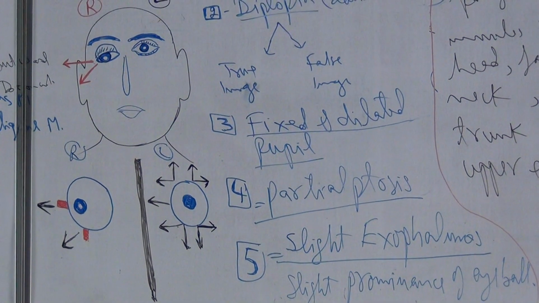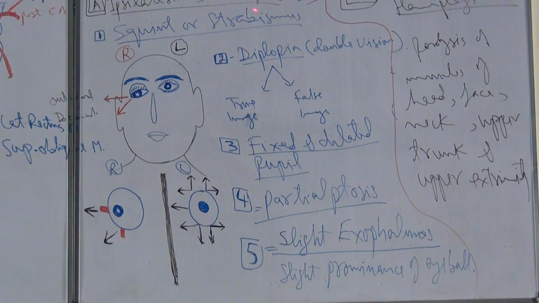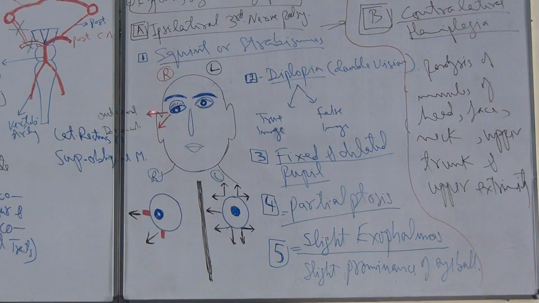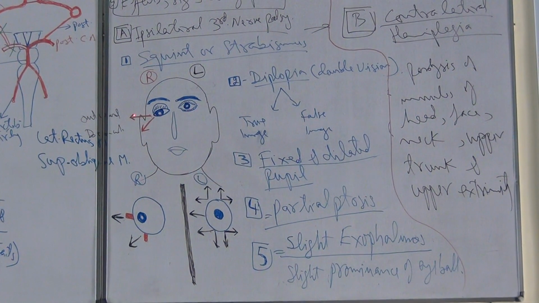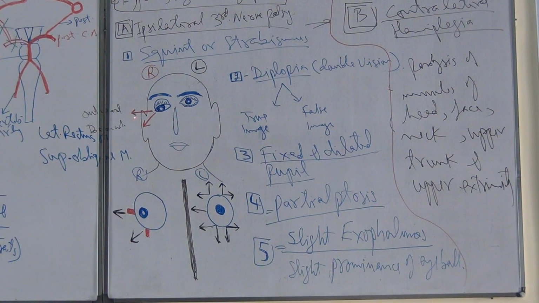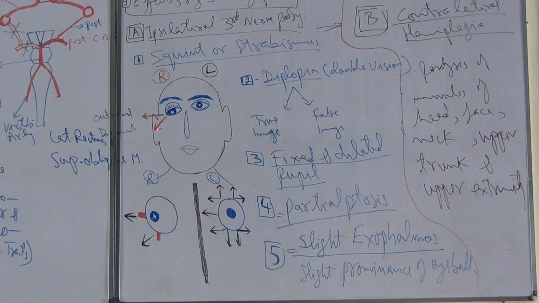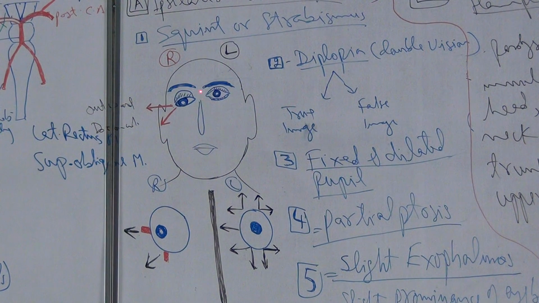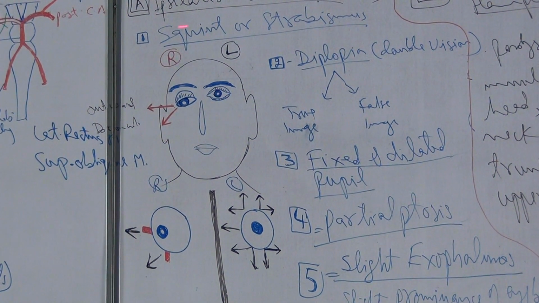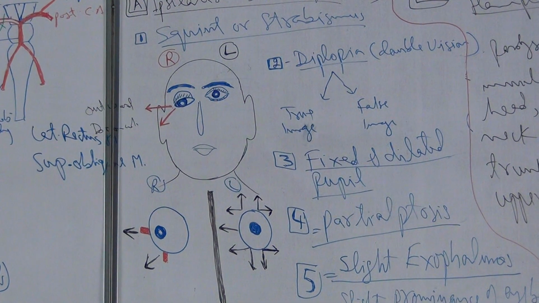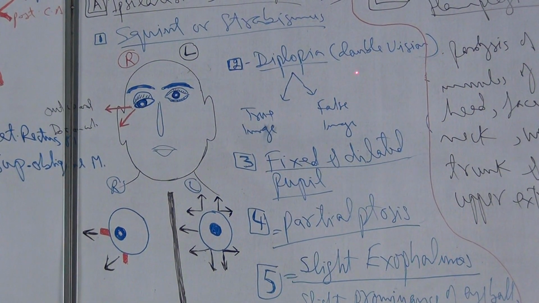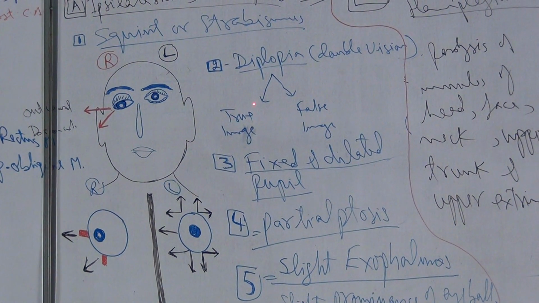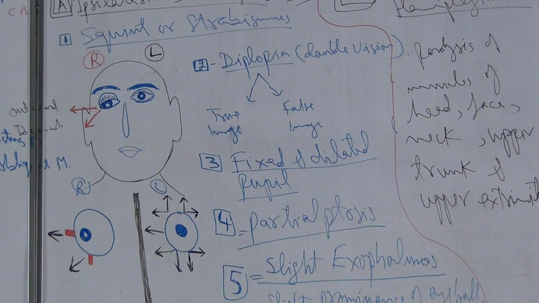The patient will present with squint or strabismus because of the unopposed action of the lateral rectus muscle innervated by the abducens nerve, and the obliquus superior muscle innervated by the trochlear nerve. Rest of the extraocular muscles which are innervated by the oculomotor nerve are paralyzed. So it will result in squint, and because there is squint, there will be double vision called diplopia, and there will be a true image, and apart from the true image, there will be a false image also formed in the retina. The pupil will be dilated and fixed.